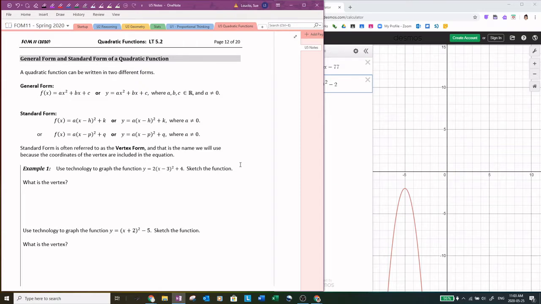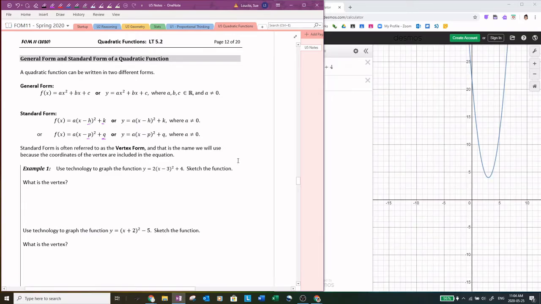And there are two ways that it's represented. f of x equals a times x minus h all squared plus k, or y equals the same thing. Or sometimes the letters used are p and q. We're going to use h and k because that's what your practice work uses. I may slip into p and q sometimes because that's how I learned it. And what's useful about this is the information that's in there.